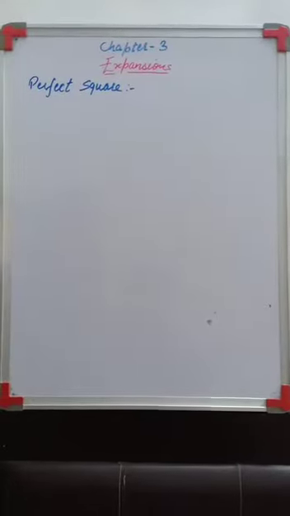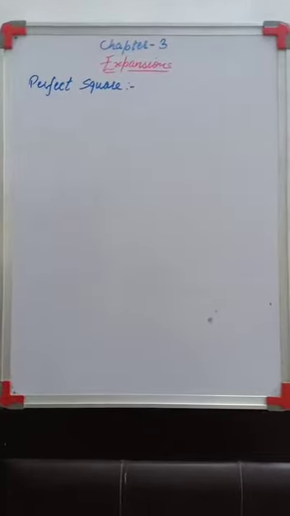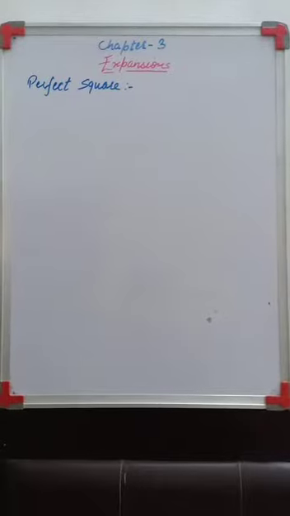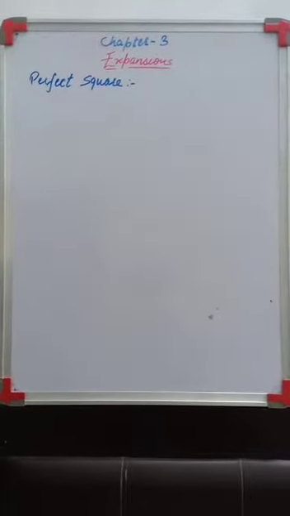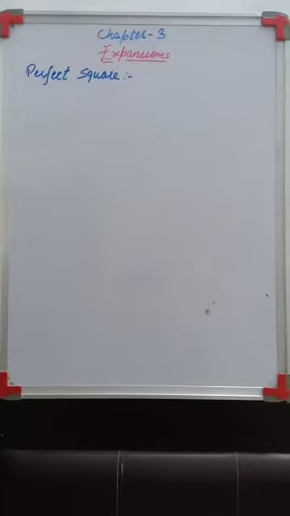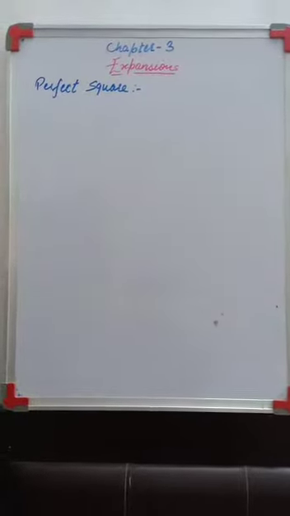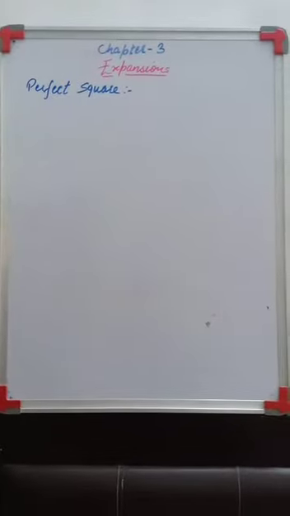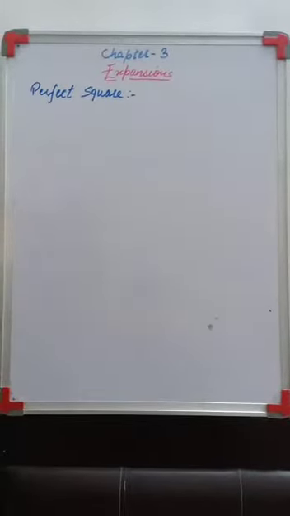Good morning students. Our next topic from the chapter extension is the perfect square. Till now what we have done is the squaring of the terms, or the expansion of the terms. So in perfect square, that means if an expansion is given and we need to check whether it is a perfect square or not, then how will you do it?